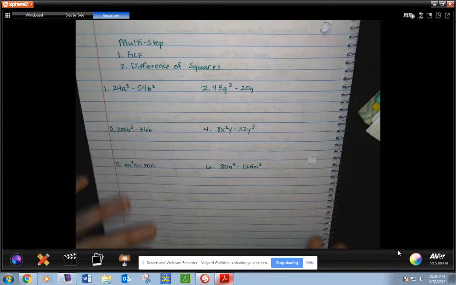Okay, now I'm going to flip this over, and if you want to go ahead and write these few examples for multi-step, because you're going to have multi-step problems.